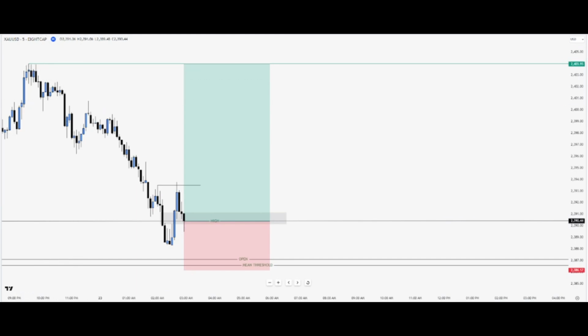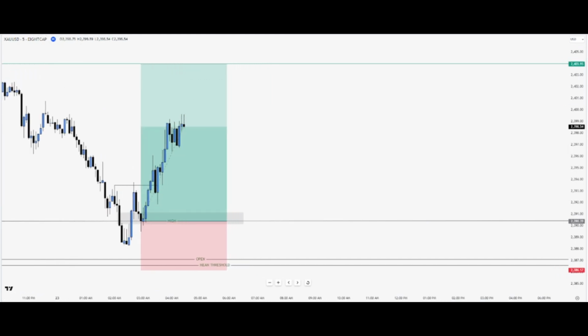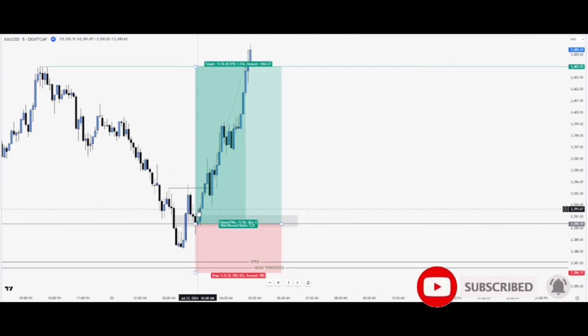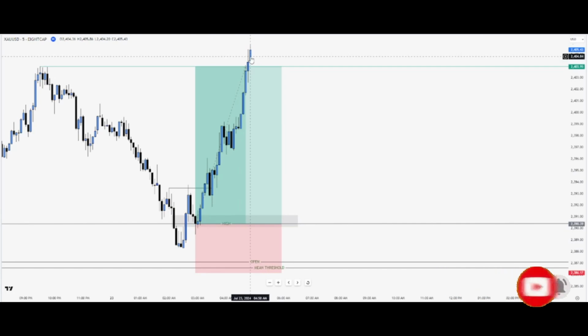So let's see what price does. And there you have it. So you can see how price delivered from this particular order block all the way to the buy side.